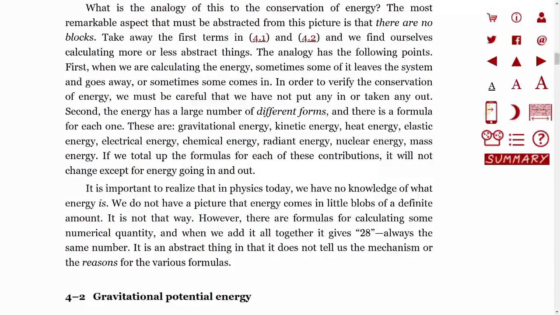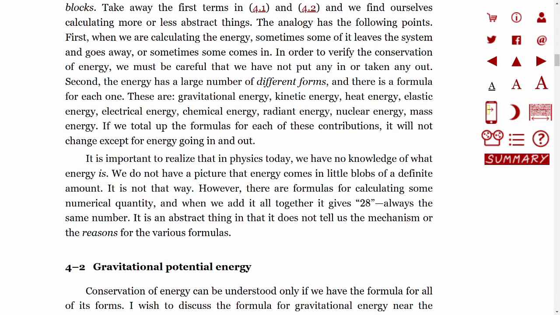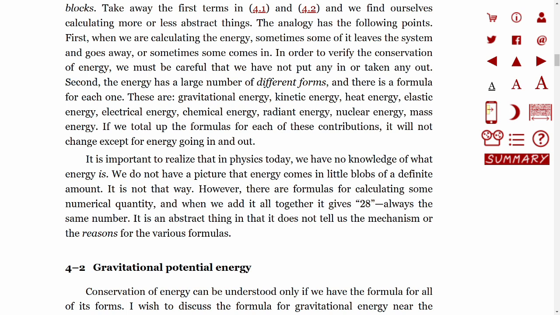It is important to realize that in physics today, we have no knowledge of what energy is. We do not have a picture that energy comes in little blobs of a definite amount. It is not that way. However, there are formulas for calculating some numerical quantity. And when we add it all together, it gives 28. Always the same number. It is an abstract thing, in that it does not tell us the mechanism or the reasons for the various formulas.